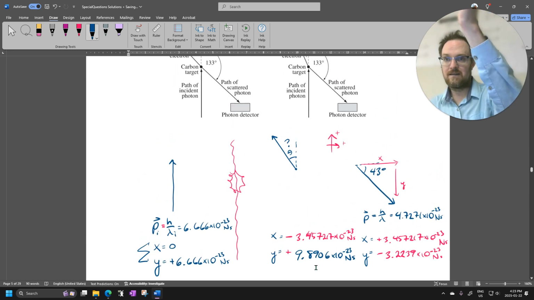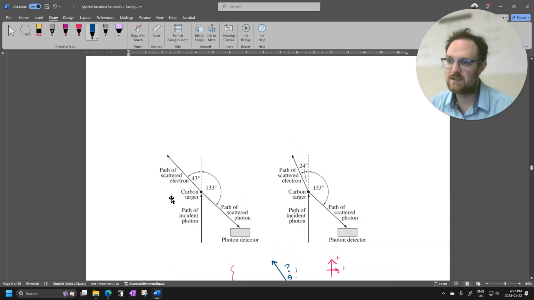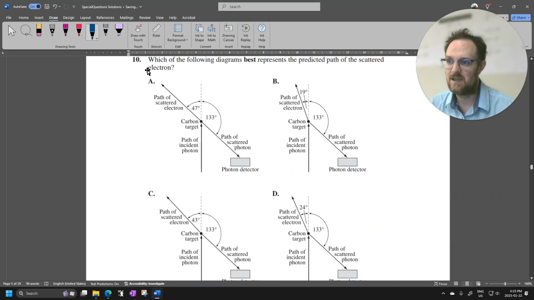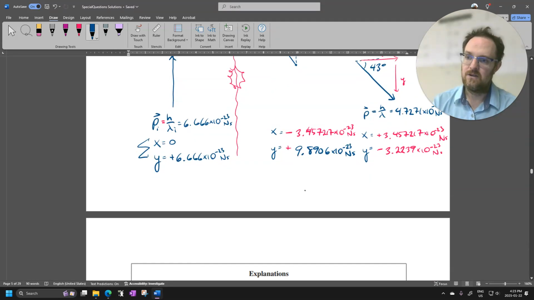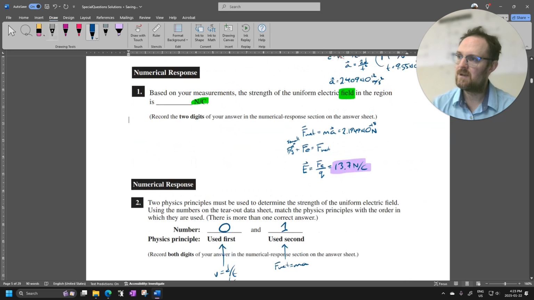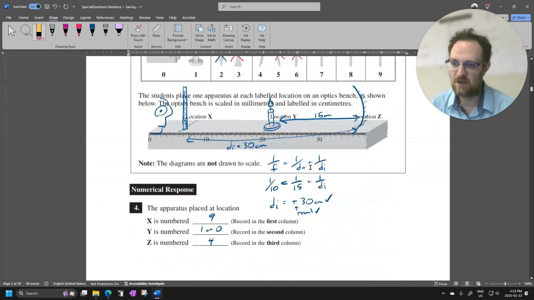There's lots of y and a little bit of that, so 45 degrees doesn't make too much sense here. So I know it's probably not going to be A or C, but I have to know if it's 19 or 24. So I do my trig. I'm going to go tan inverse to find out what theta is. You have to be very careful which one you put on top of which.